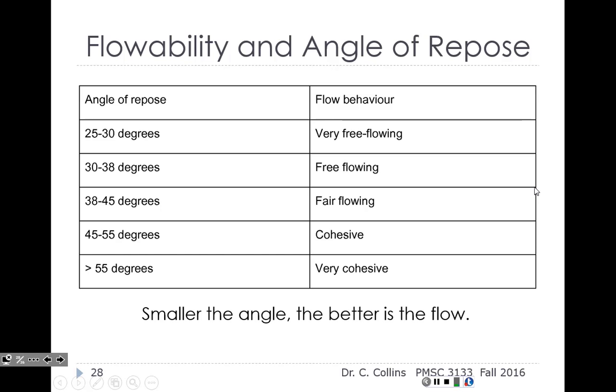But look for the smallest angle of repose, that's better flow. That's what I want you to know. The bigger the angle, the worse the flow. The smaller the angle, the better the flow. I might have the question with numbers in it, but you wouldn't necessarily have to know the definition of the numbers to know this, because it would be a comparative situation. See the difference?